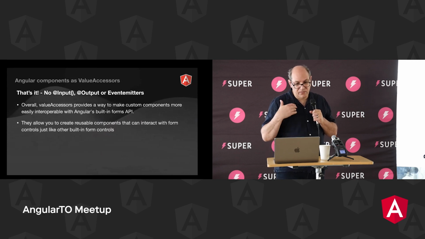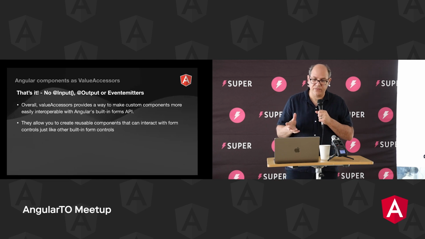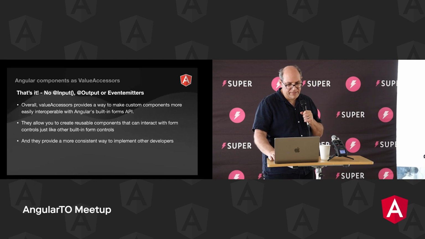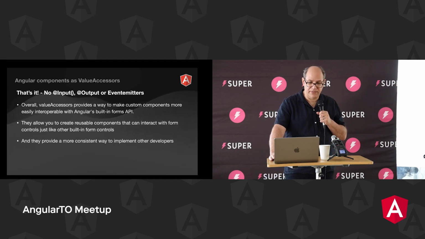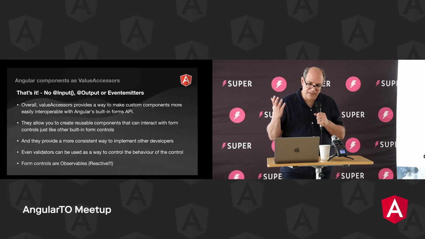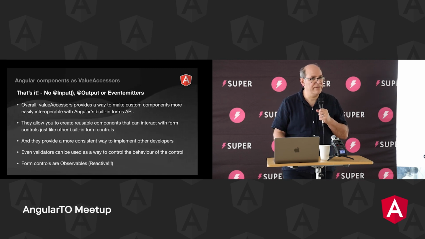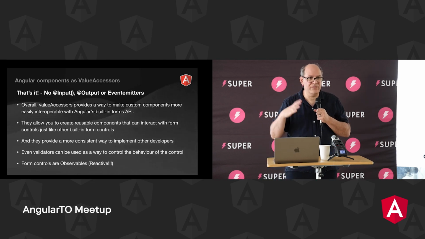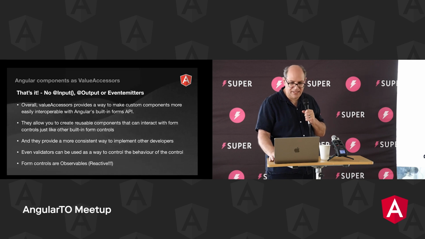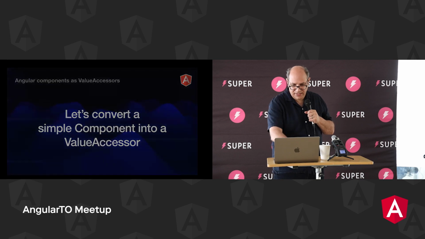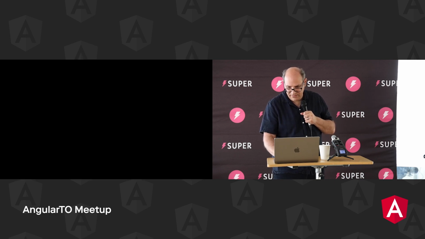They allow you to create real usable components that can interact with form controls just like other built-in form controls. They provide a more consistent way to implement for developers, and even validation can be part of your component. So what a way to do that, right? And then of course, forms are observables, they're reactive. So you don't have to do anything special, right? No behavior subject, no making it an observable, nothing. It's live. So let's try to convert a particular component into a value accessor. Let's see what's involved.